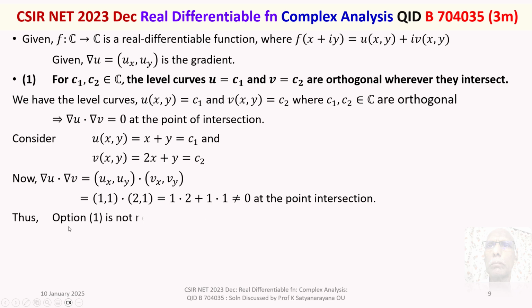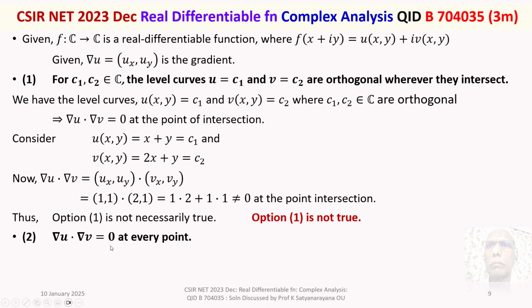So thus option 1 is not necessarily true. The option 1 says they are orthogonal wherever they intersect, but they are not orthogonal. The orthogonality condition is not satisfied at the point of intersection. Therefore, it is not necessarily true. They are not orthogonal wherever they intersect. Not necessary. Now, let's move to option 2.